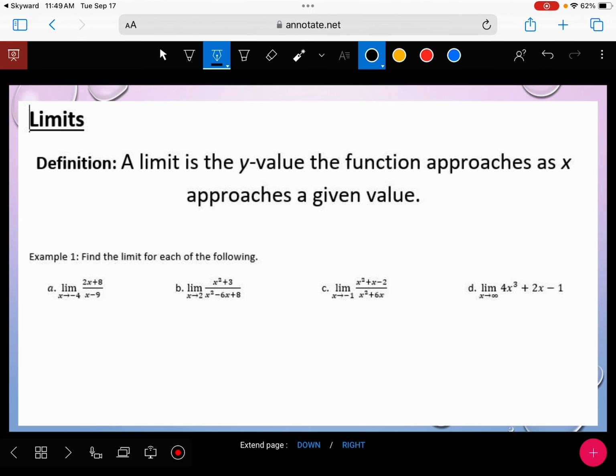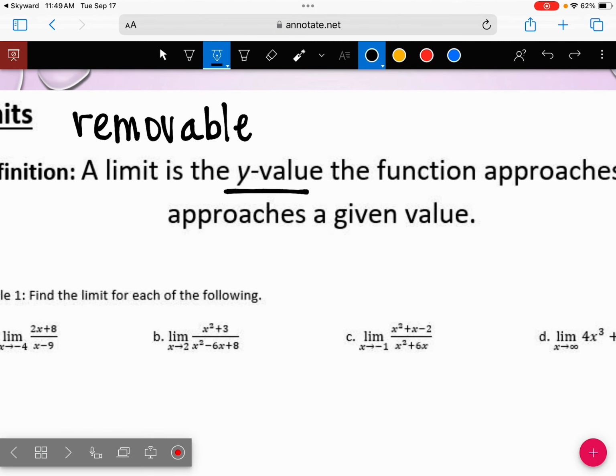Okay, so first of all, what is the definition of a limit? A limit is the y value of the function as it approaches x at a given value. And that's really, really, really mathy, okay? The one thing that I want you to write is that removables, because remember, there's 3 different types of discontinuities. What are the 3? Removable, infinite, and what else? A jump. A removable is the only discontinuity that has a limit.